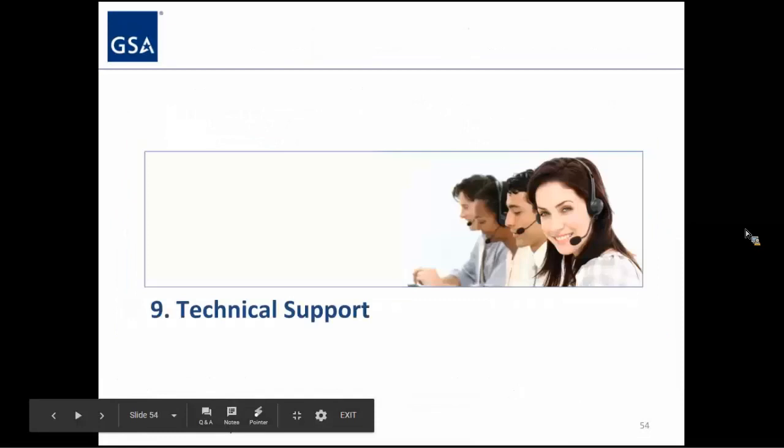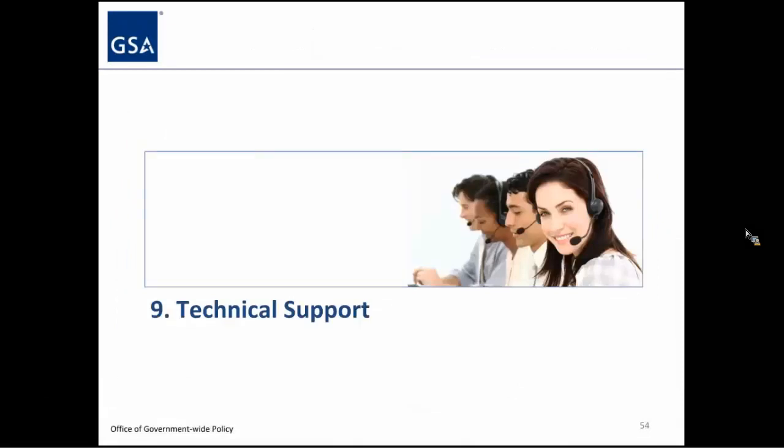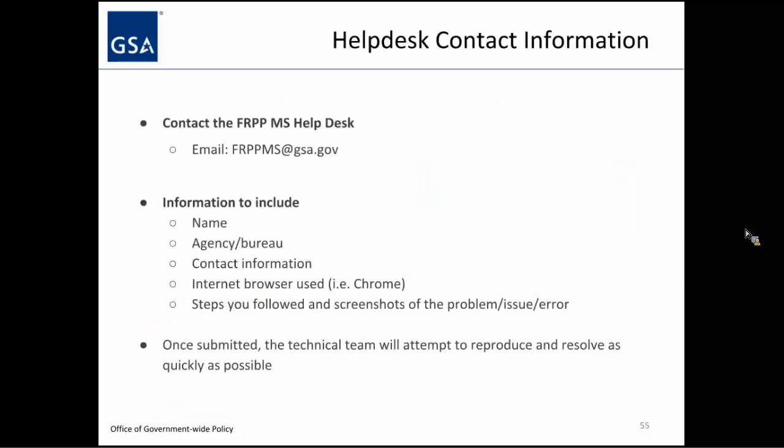Okay, thank you, Alexis. Now I'm going to move into the last section. This is just concerning technical support, if you do have any issues with the system. If you need to contact the help desk, that is frppms@gsa.gov. When you send the email, helpful information to include, so we don't have to go back and forth with the help desk, is your name, the agency bureau, contact information, the internet browser.